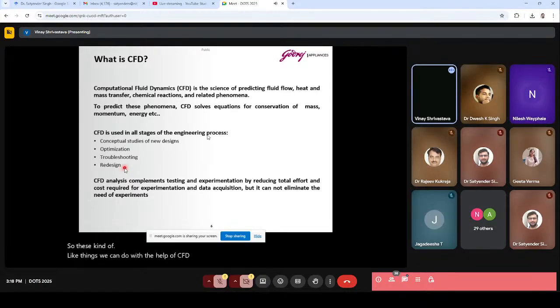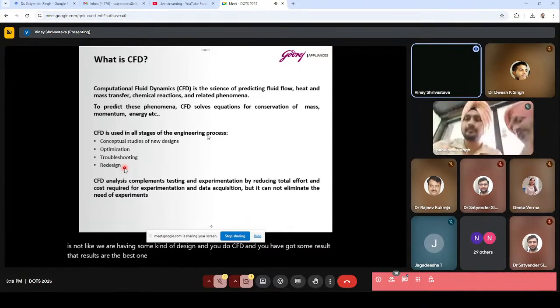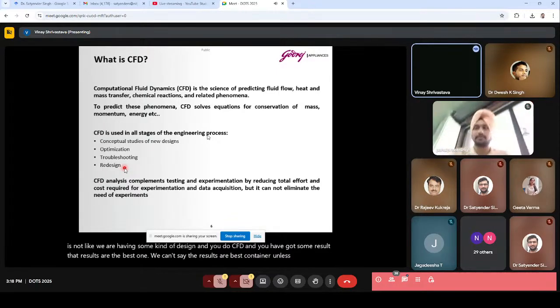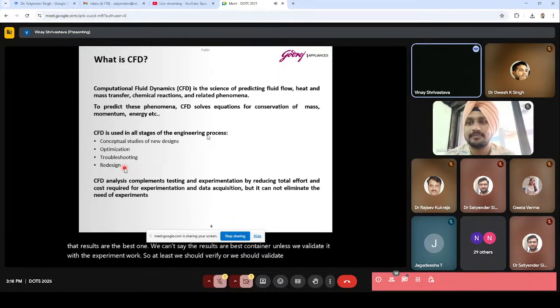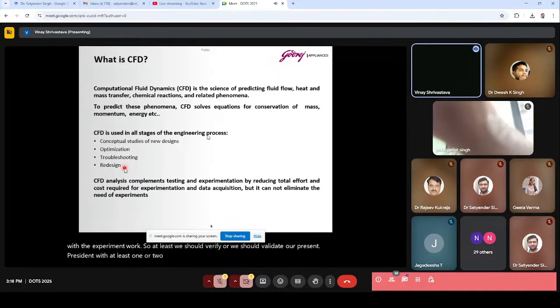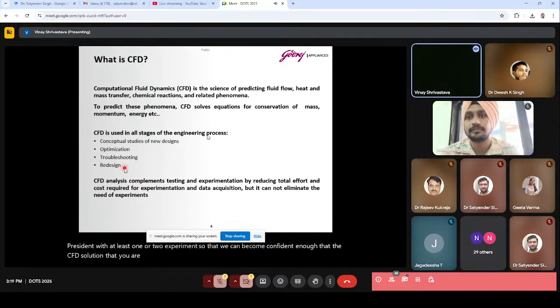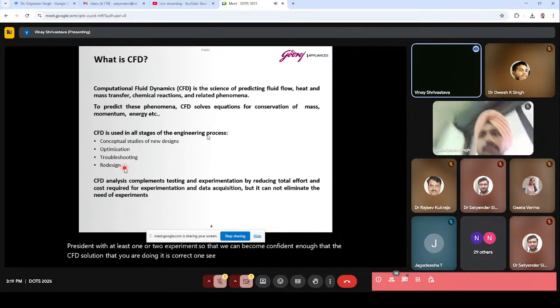And at last, I would say with the help of CFD, definitely we can gain many things. But CFD alone cannot stand. That means it is not like we have some design, you do CFD, and you get some result, and those results are the best. We can't say the results are best unless we validate them with experiments. So at least we should validate our CFD result with at least one or two experiments, so that we can become confident enough that the CFD simulation you are doing is correct. See, basically, CFD is what I mean.